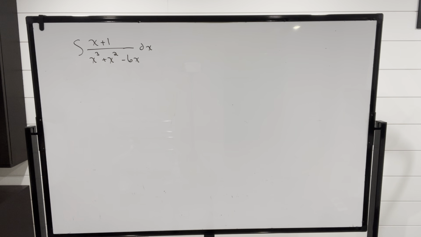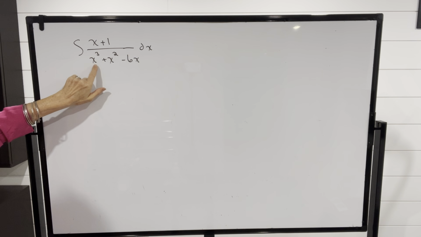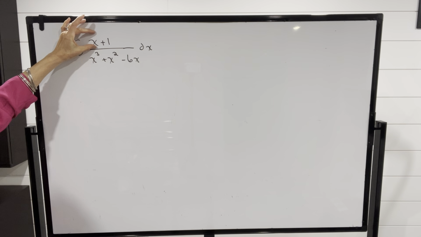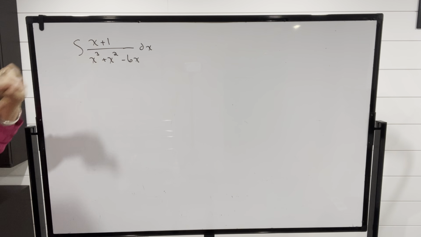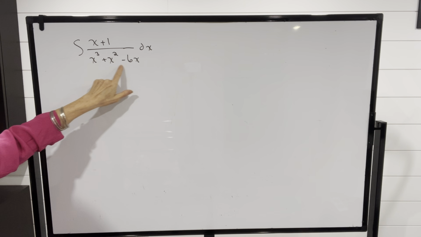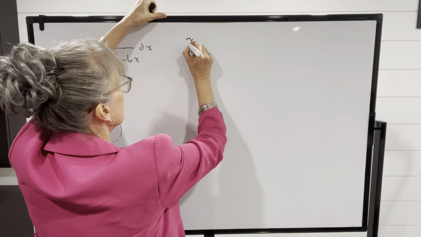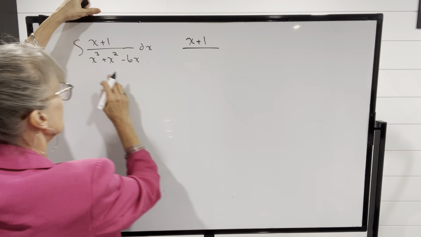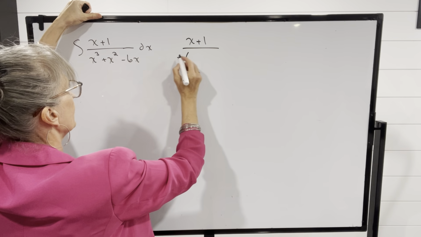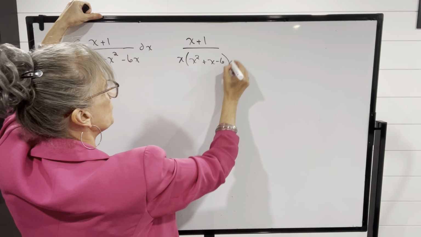In our next example, we have the integral of x plus 1 over x cubed plus x squared minus 6x. So the degree of the numerator is less than the degree of the denominator, and I'm going to show you that we can factor this denominator. So let's not worry about the integral just yet. Let's write this as, first of all, I'm going to factor out the x. So x plus 1 over x times x squared plus x minus 6.